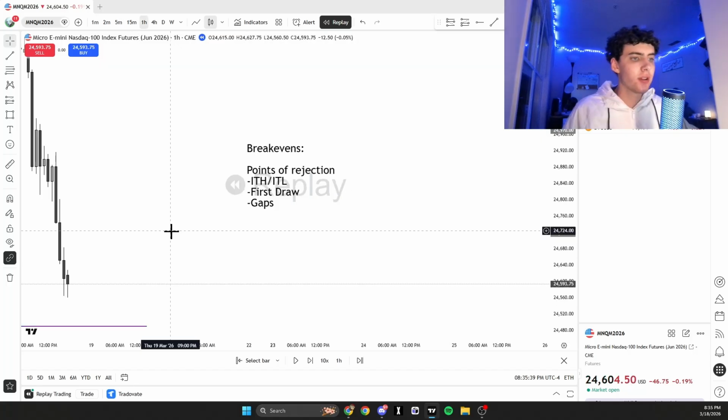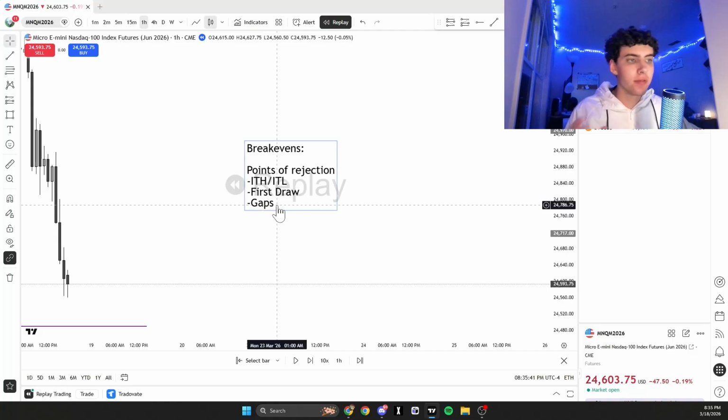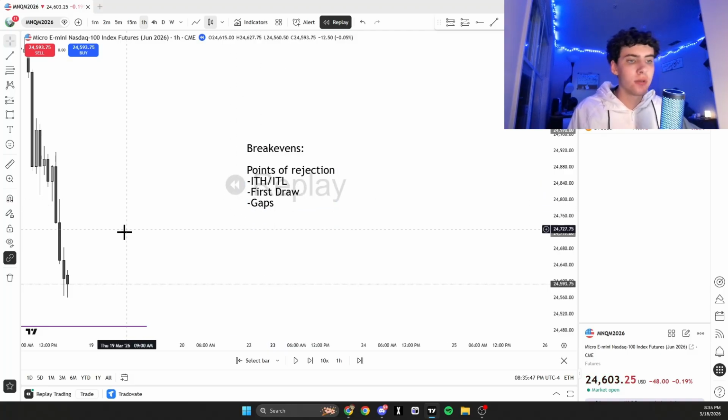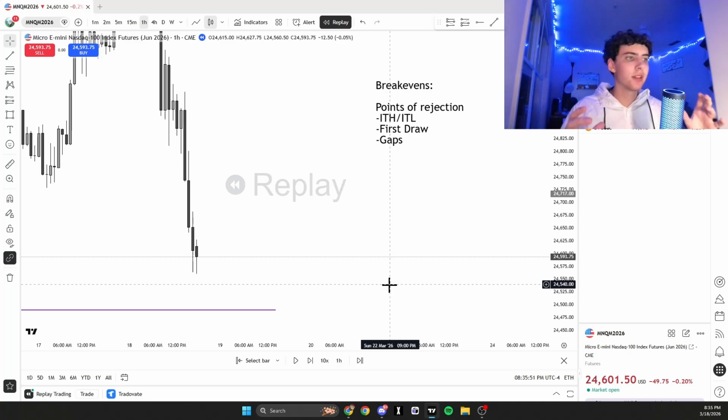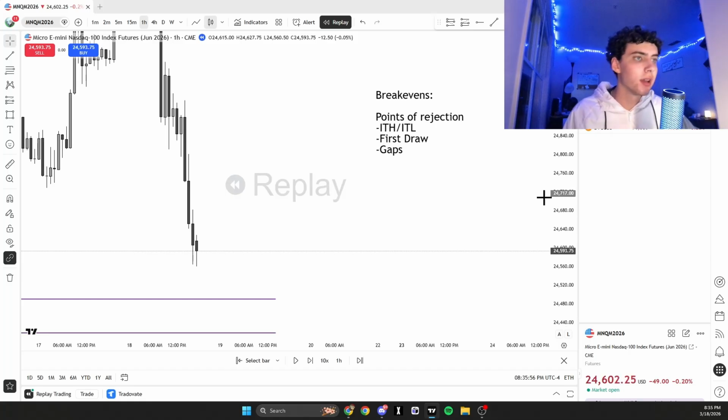But yeah. All right, so my next example here, or the next point of rejection actually, is gaps, okay? So we went over internal high, internal low. We went over the first draw, and now we're going to go over gaps. This is a good example because it also just happened literally an hour ago or something like that. I took a trade during Asia.